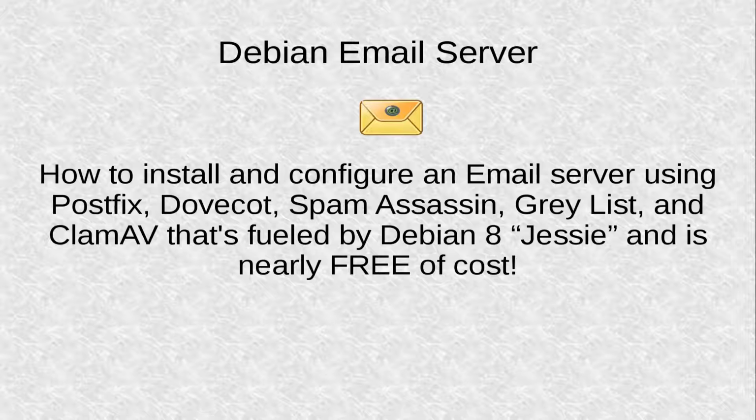I'll try to give brief explanations and demonstrate their configurations, but actually going into great detail, I'm not going to have a lot of time to do that just because of the sheer quantity of packages and the amount of setup that's going to go into this. So basically this video demonstration slash introduction here is going to be how to install and configure an email server using Postfix, Dovecot, Spam Assassin, Graylist, and ClamAV. And it's all going to be fueled by Debian 8 Jessie and is nearly free of cost.